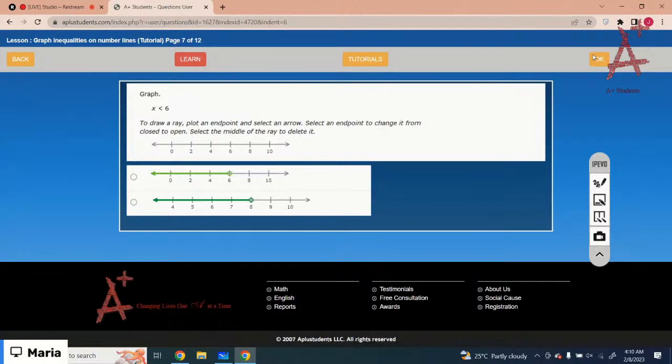Okay, the next one is x is less than 6. That means x can be any number, but x cannot be 6. Got it? That means on 6 you have an open circle, and also the graph is pointing on the left hand side because all the numbers are less than 6. So that would be option number 1. Got it? So that would be option number 1.